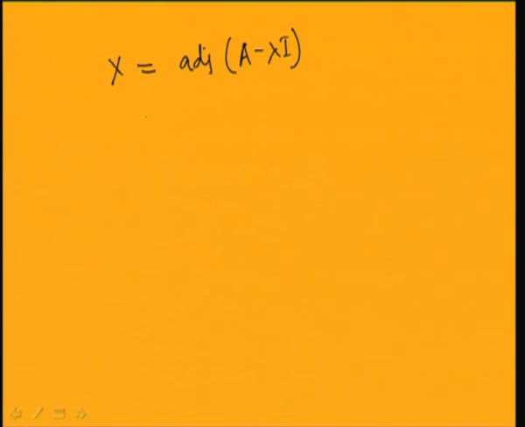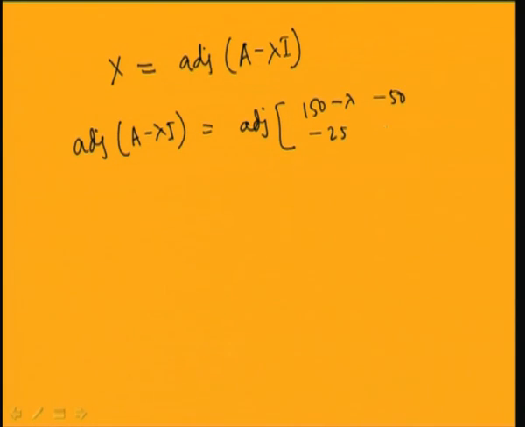Already you know A minus lambda I. So, adjoint of A minus lambda I equal to, so I can write this as, A is already known, so this is the adjoint of 150 minus lambda, minus 50, minus 25, and 25 minus lambda. So, the transpose of that will give 25 minus lambda, and this is 25 and 50, and 150 minus lambda.